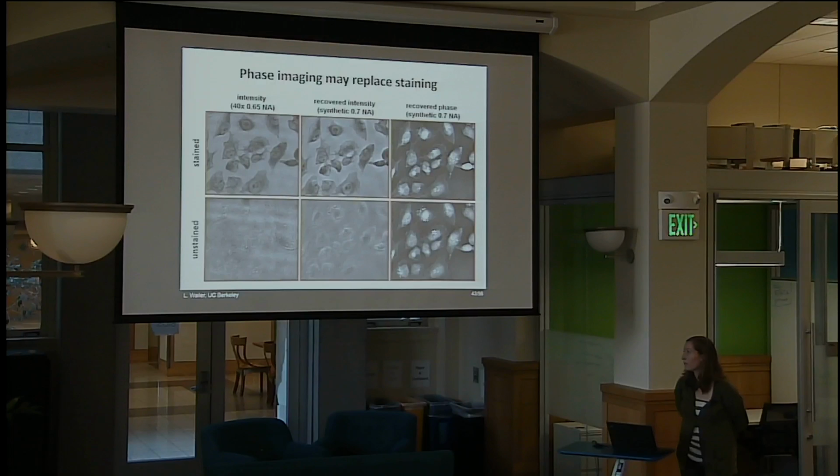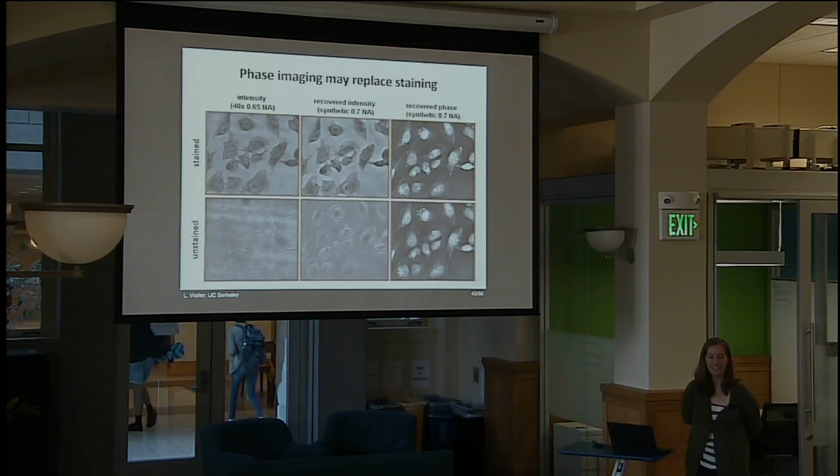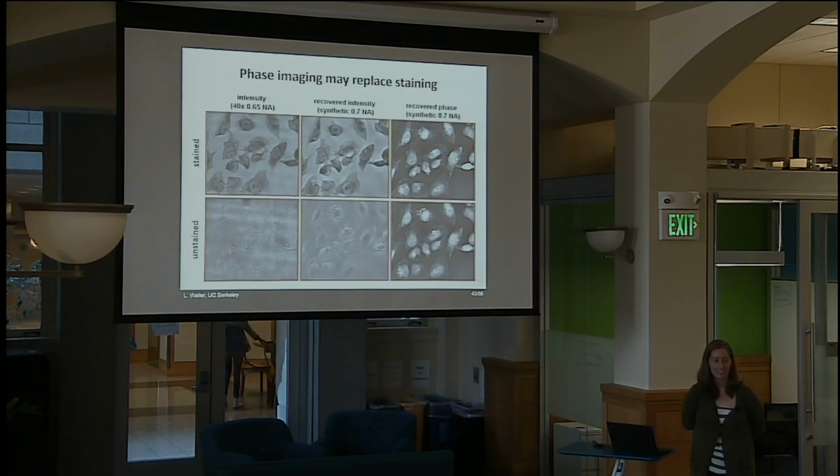But I'm not sure that we've fully convinced the biologists because it's very difficult to change people's habits. When you have a gold standard, it takes a while to get something changed. But there's a lot of groups working on phase imaging, and that's one of the big pushes: convince real people doing disease diagnosis, for example, to replace their staining protocols with quantitative phase.